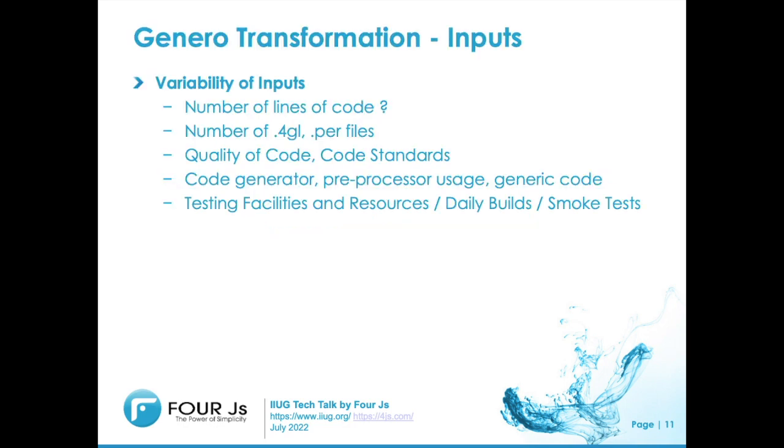So one half of this unknown length of string is your inputs. Its length will change based on the quantity and quality of your existing system. How many lines of code? How many screen forms? What is the quality and consistency of your code base? Someone with code generators, pre-processor usage, generic code will transform in less time than someone whose entire code base is handwritten. Someone with code standards, neat and tidy code base will transform better than someone whose code is an inconsistent mess.